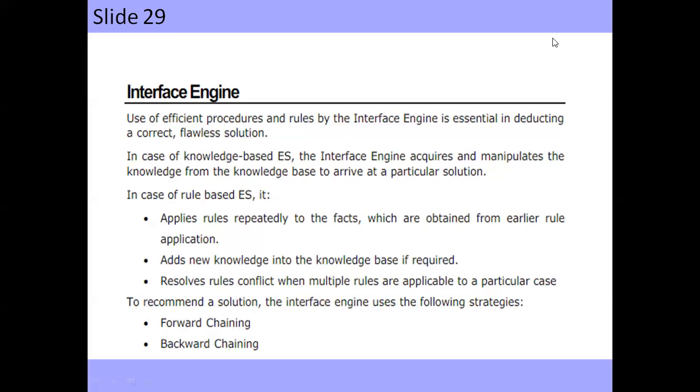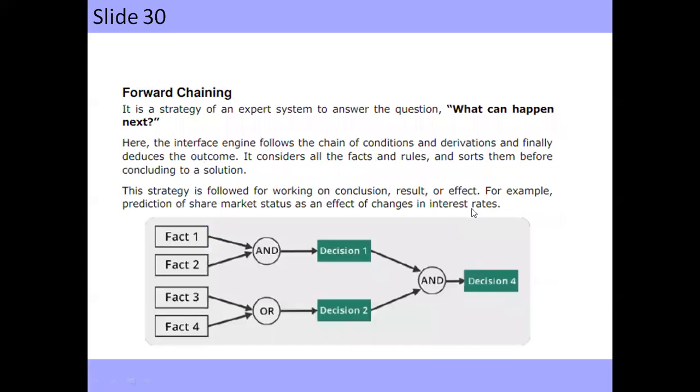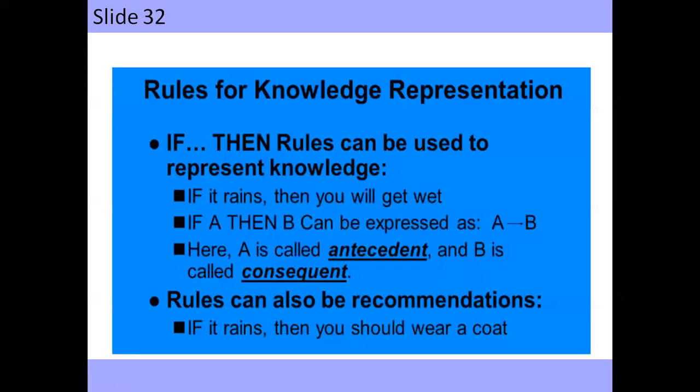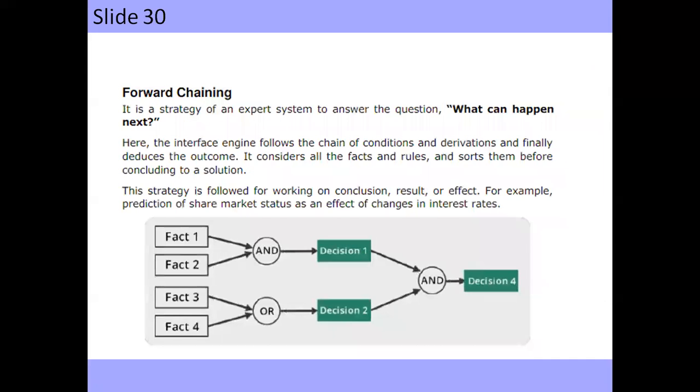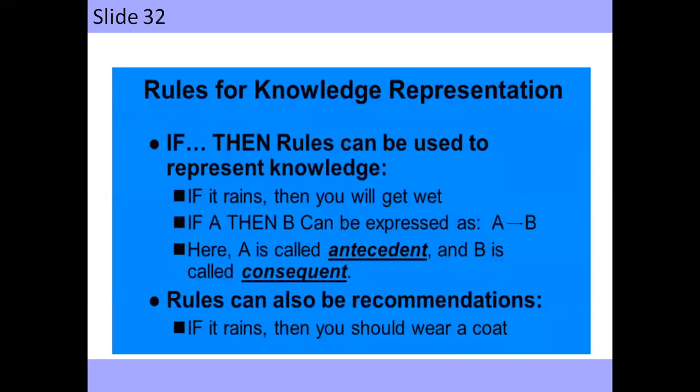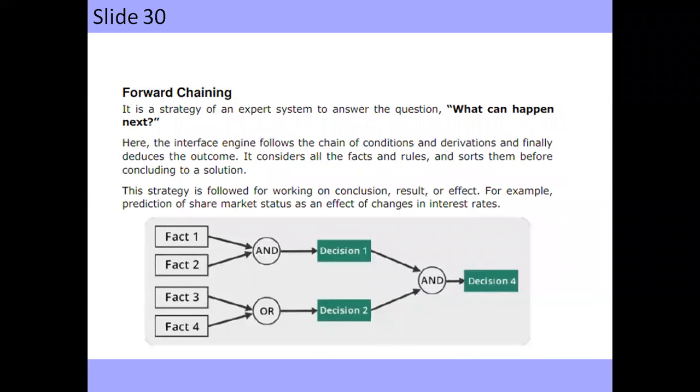So if I want to find this particular strategy in the inference engine, we can consider the recommendation solution by using either forward chaining or backward chaining. So let's understand this concept with the help of forward chaining. Forward chaining is a strategy required for an expert system to answer particular questions.